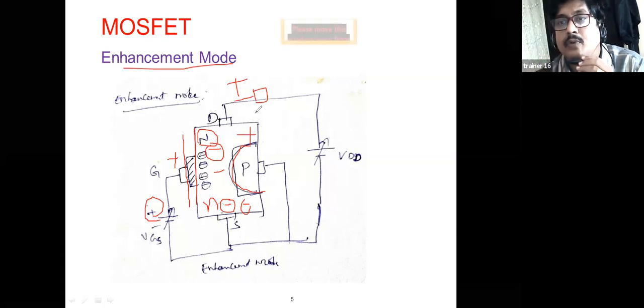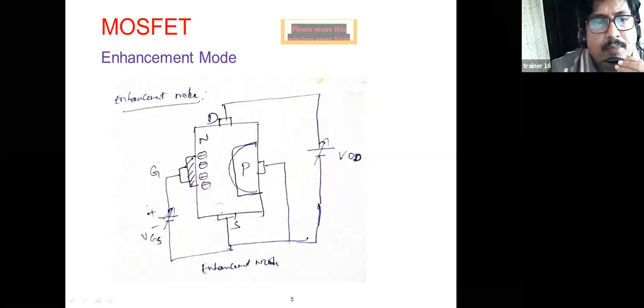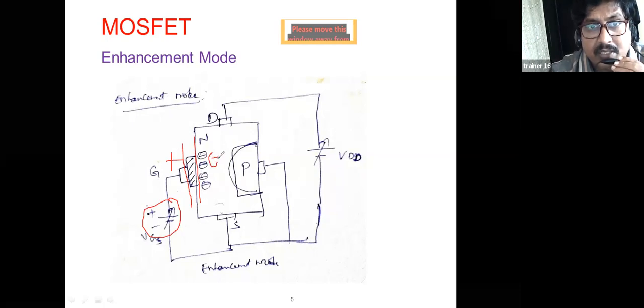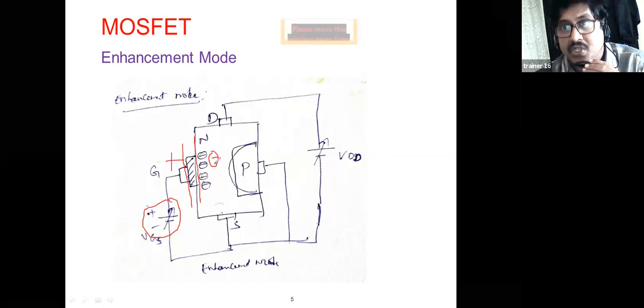This is enhancement mode. Again, I'm repeating, all of you listen carefully. Here the positive is connected to the gate. This is a plate, and this is another plate. In between these two plates, silicon dioxide is there. When the positive gate to source voltage increases, one side is positive, the other side is a negative charge. That means the negative charge developed here, on the other side of the N channel.